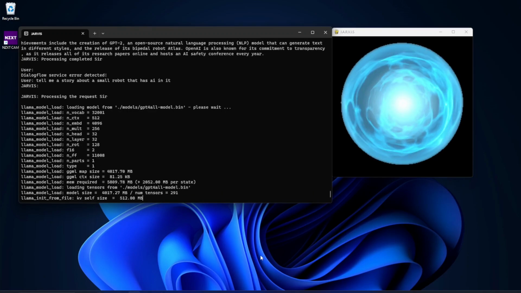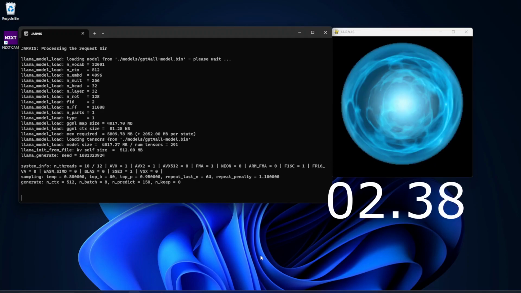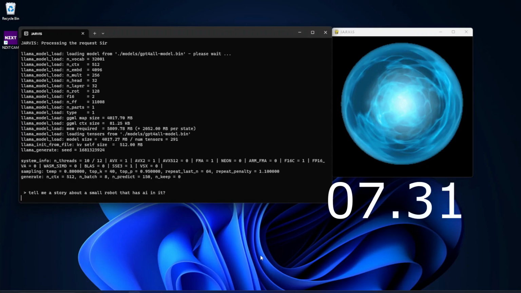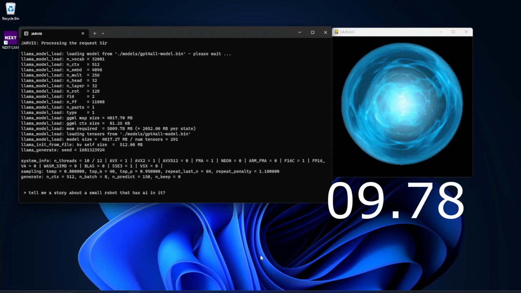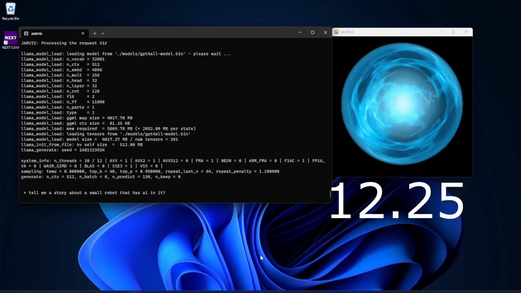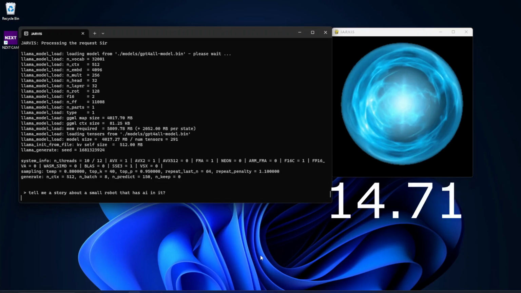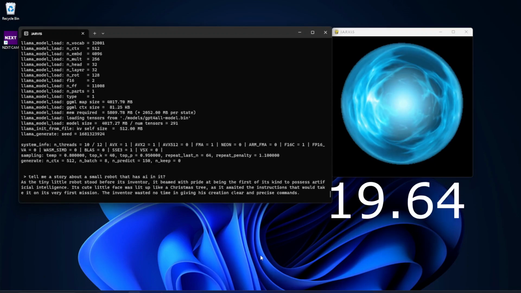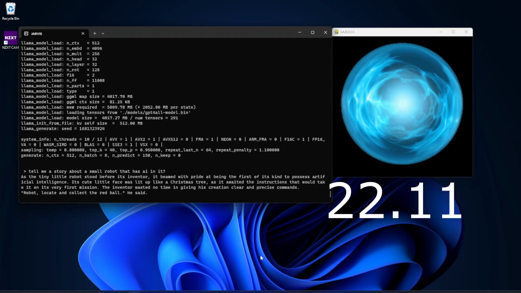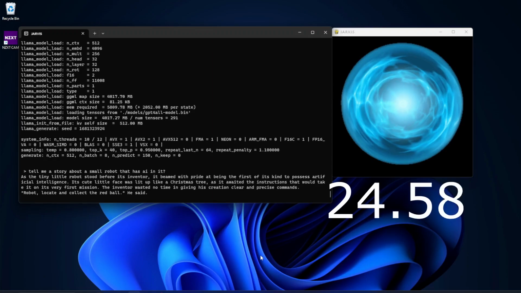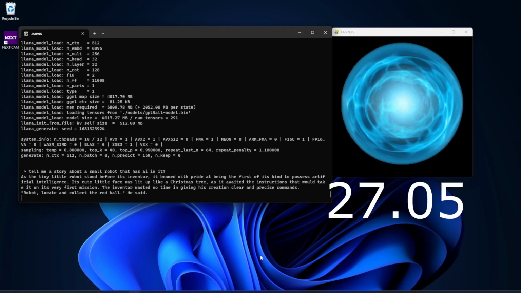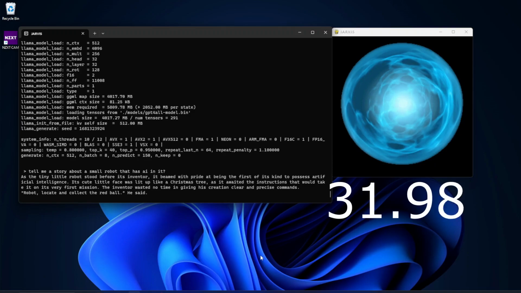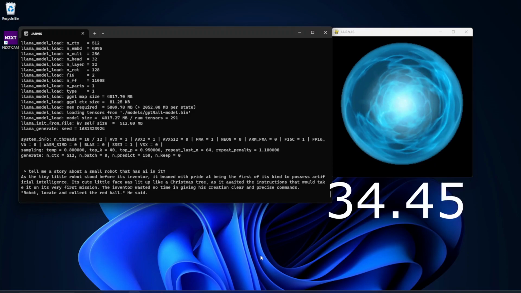Tell me a story about a small robot that has AI in it. Processing the request, sir. One thing to note, I'm going to cut out and edit all the dead time between the questions and answers. He sometimes does take a long time to process the answer. Like a long time. A really long time. Too long a time sometimes. That's something I'm working out.